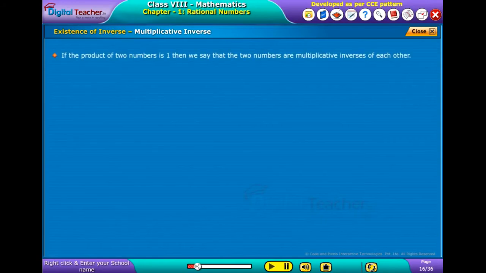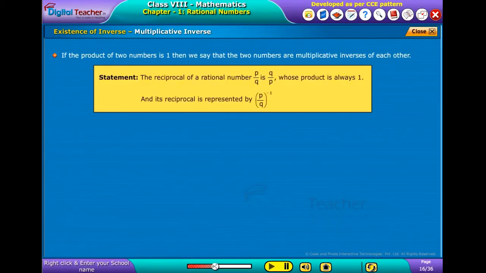Multiplicative inverse. If the product of two numbers is 1, then we say that the two numbers are multiplicative inverses of each other. Statement: the reciprocal of a rational number p/q is q/p, whose product is always 1, and its reciprocal is represented by (p/q) inverse. Example: the reciprocal of 3/5 is 5/3, since 3/5 × 5/3 is equal to 1.